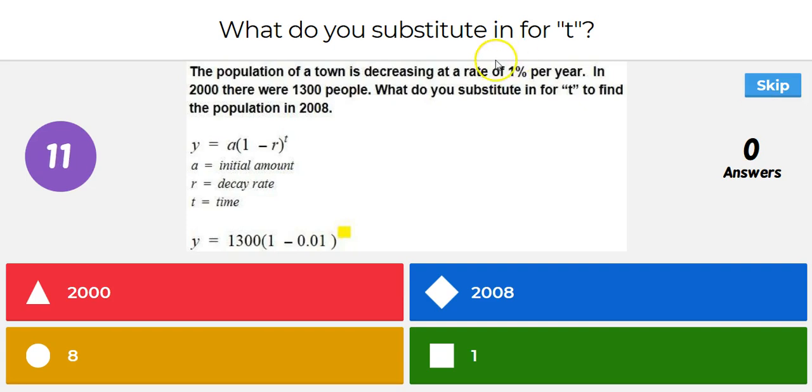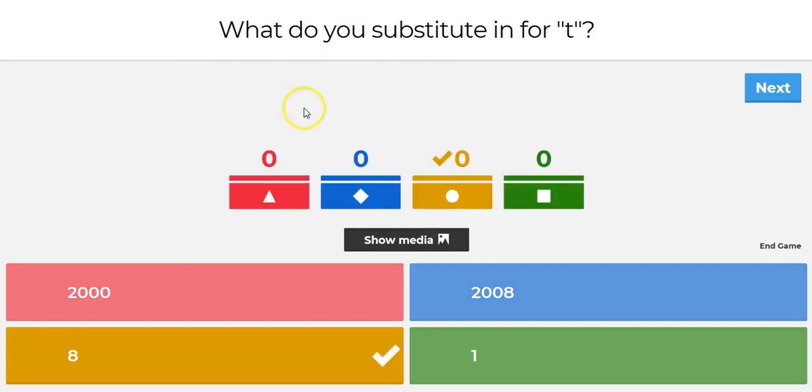Take a look at this. They're giving us that initial amount, the initial population in the year 2000. They want to know the population in 2008. So over 8 years, if it's decreasing at 1% for 8 years, what is the population? Because from 2000 to 2008 is 8 years.